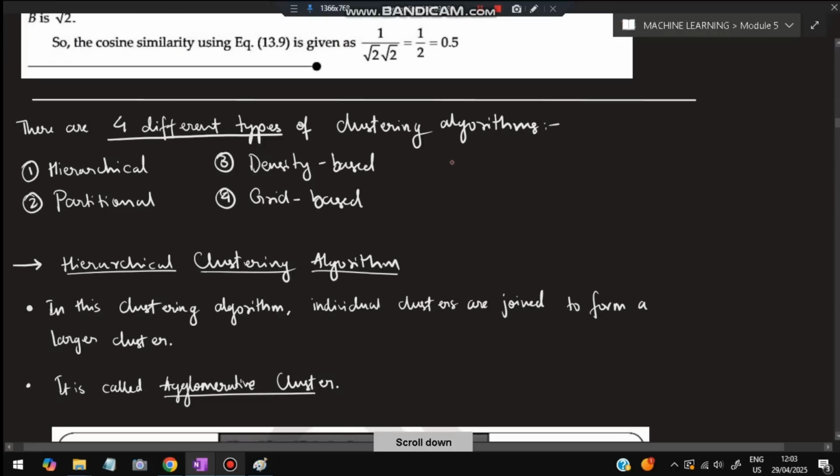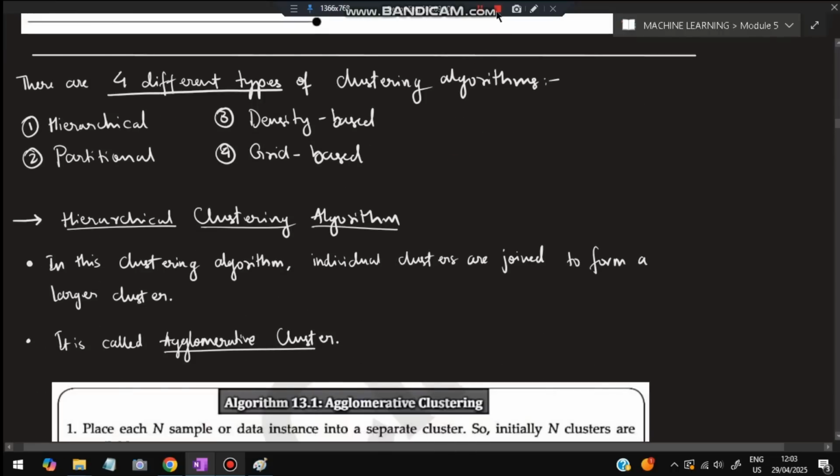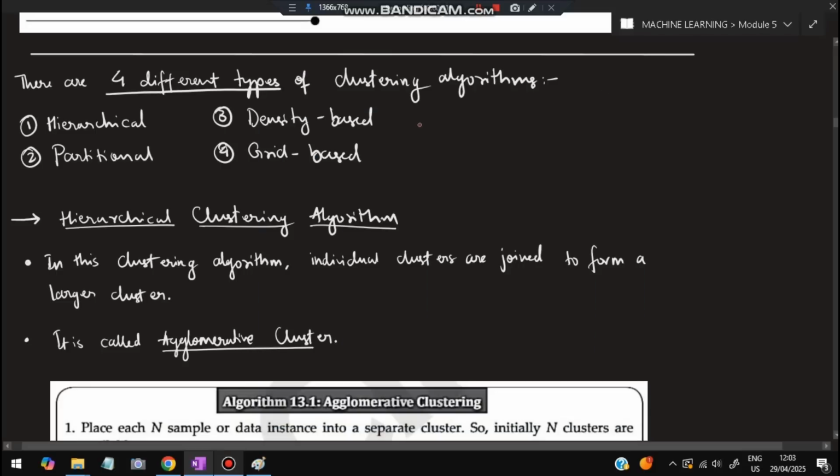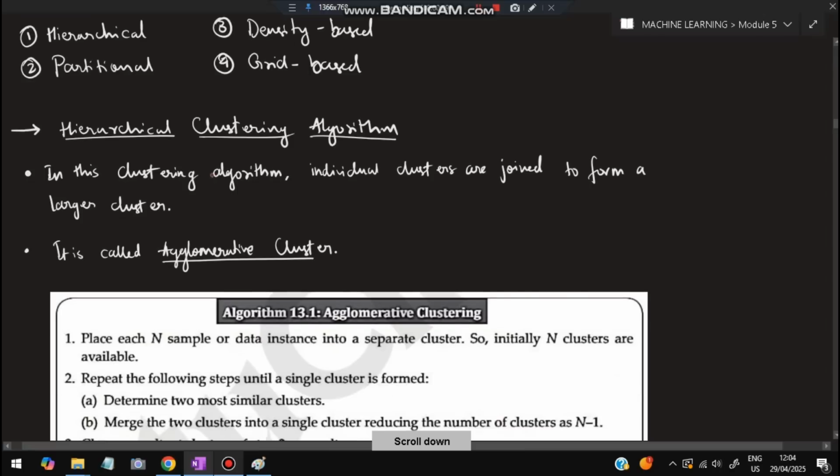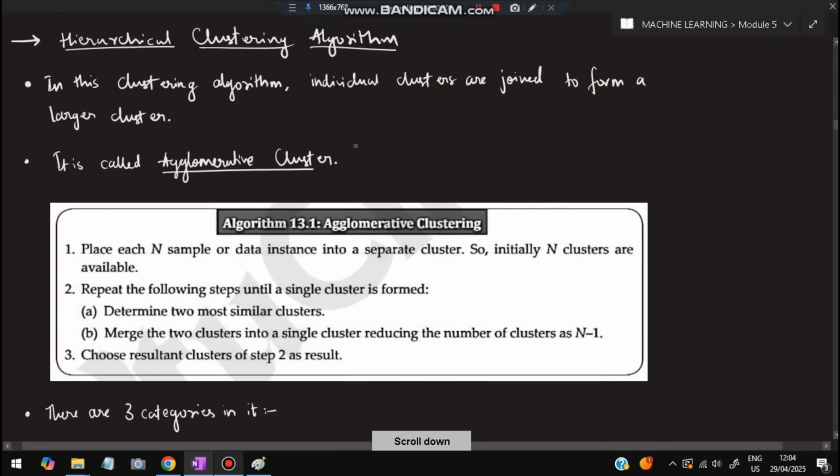Now there are 4 types of clustering algorithms. Let's discuss each one by one. Among the 4 algorithms, the first one is hierarchical, the second one is partitional, the third one is density based, and the fourth one is grid based. Now what is a hierarchical algorithm? In hierarchical clustering, individual clusters are joined to form a larger cluster. Suppose there are 3 clusters, I join these 3 and form a larger cluster. That is the hierarchical clustering algorithm. It is also called agglomerative clustering.